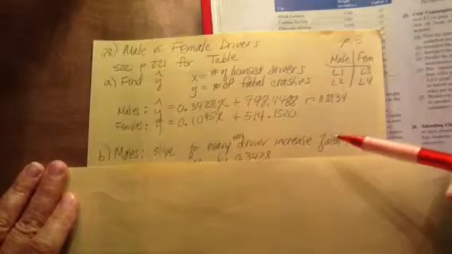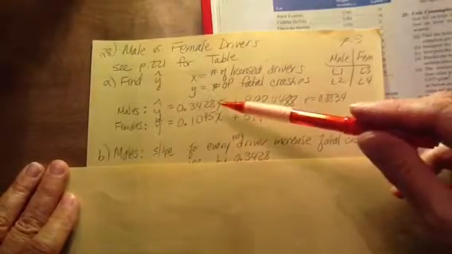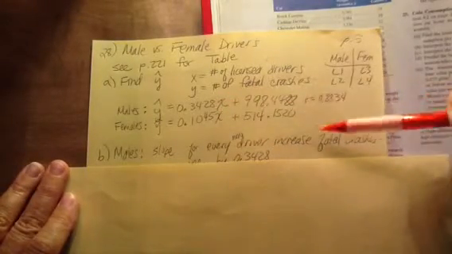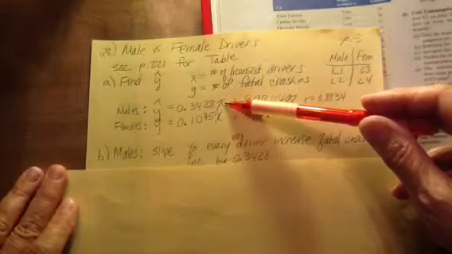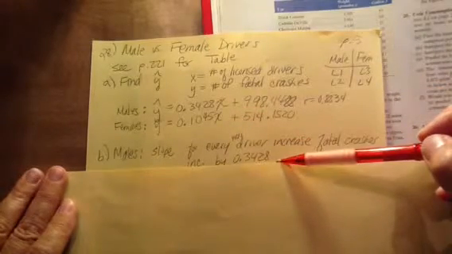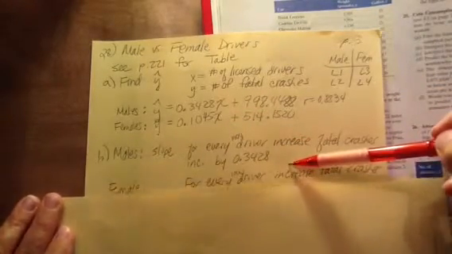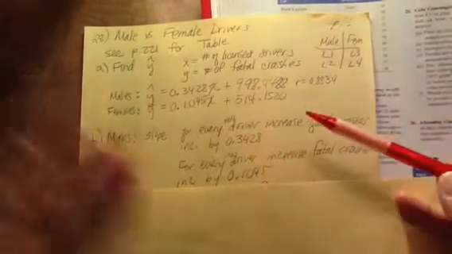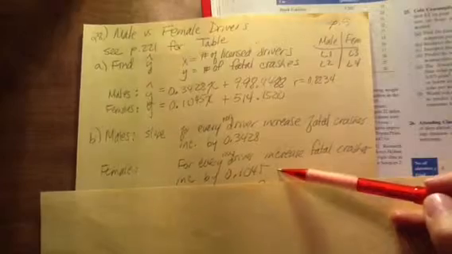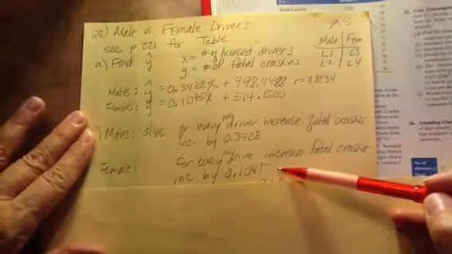Now the males, the slope says that for every 1,000 drivers, the fatality rate increases by 0.3428. For females, for every 1,000 drivers, the mortality rate or the fatal crashes increases by 0.105.